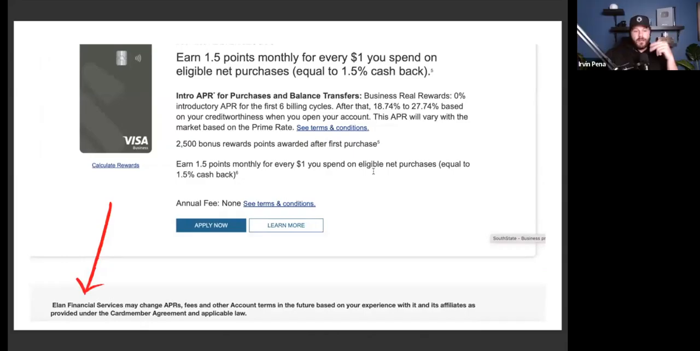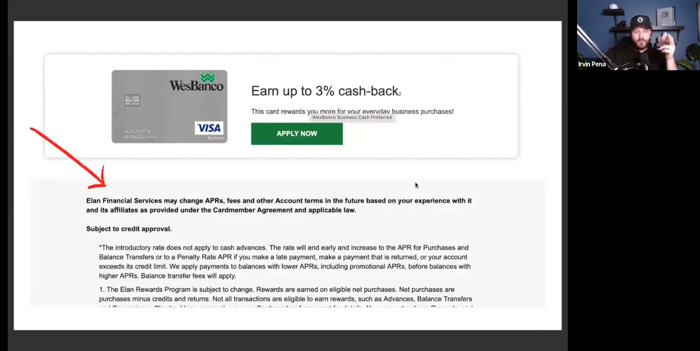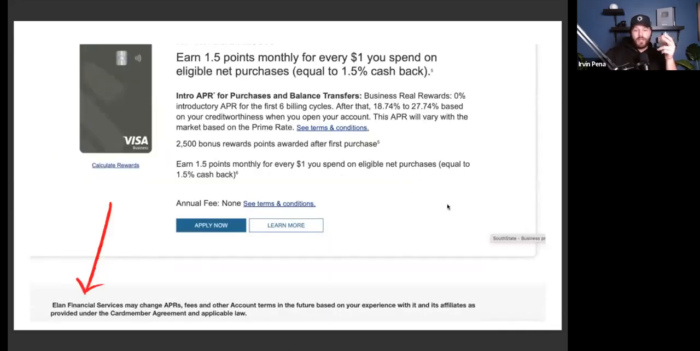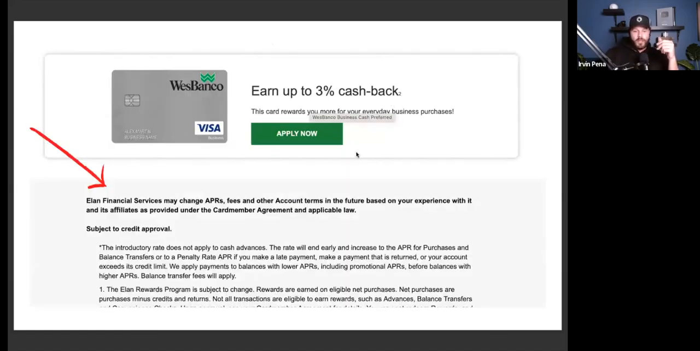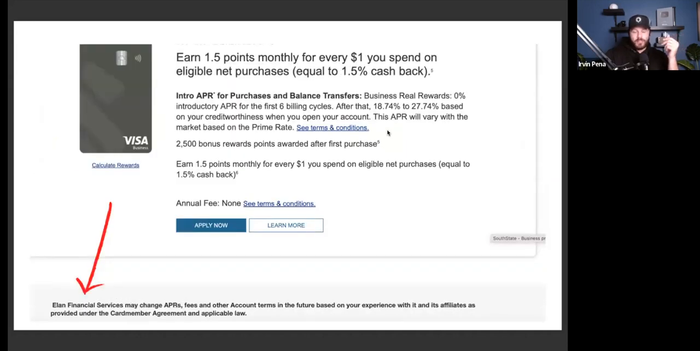The downside to that is, let's say this is South State Bank right here. I want you guys to see the difference. This is West Banco. This is South State Bank. So let's say that I'm hitting 2 different banks. I got a 0% with this one. And let's say with this one, I got another 12 months, another 6 months with these guys at 0%.